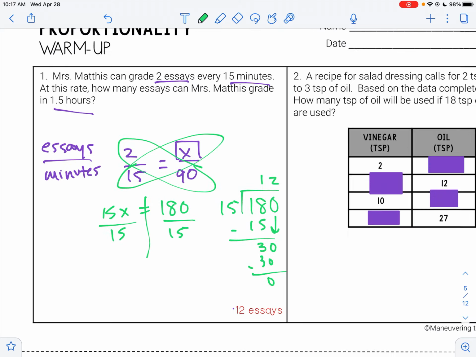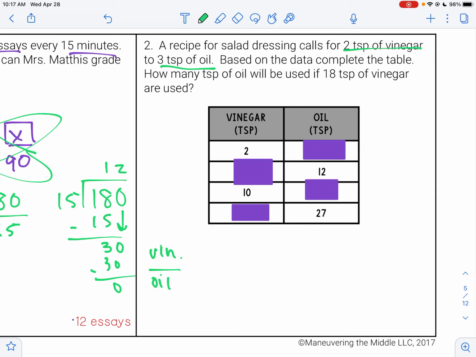Okay, number 2. A recipe for a salad dressing calls for 2 teaspoons of vinegar to 3 teaspoons of oil. Based on the data, complete the table. How many teaspoons of oil will be used if 18 teaspoons of vinegar are used? So we're going to use vinegar to oil, and I'm going to set up a proportion. So I have 2 over 3 is equal to, it says how many teaspoons of oil will be used if 18 teaspoons of vinegar are used.